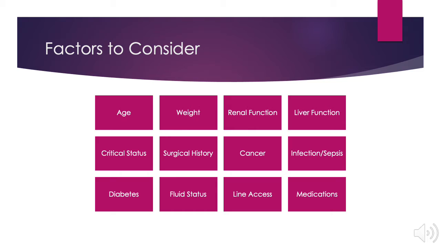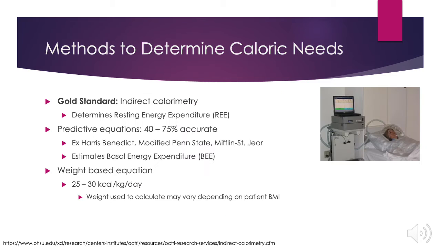There are several factors that are important to consider when dosing TPN formulas, and these include the patient's age, their weight, renal function, hepatic function, critical care status, surgical history, cancer, infection or sepsis, diabetes, fluid status, line access, and finally medications. There are three methods to use to determine caloric requirements for patients.